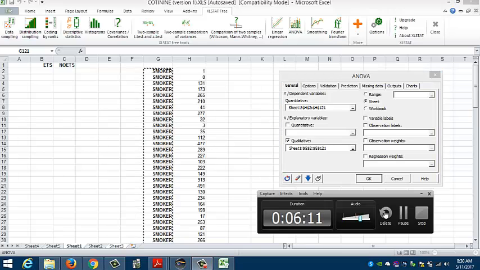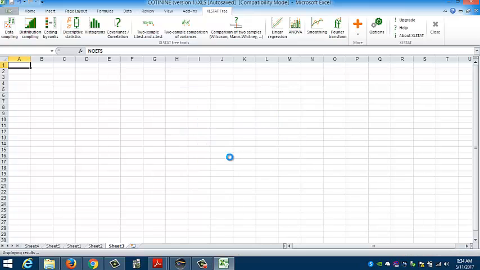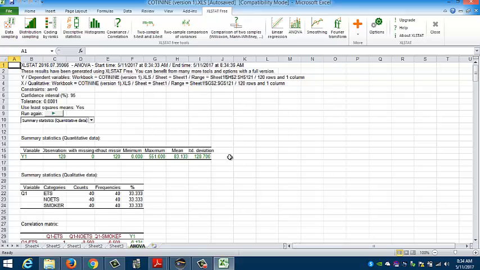Russell, I'll be right there. I press OK, and I get a huge amount of information, but really there's only a little bit that's relevant to us. Do you remember the name of the distribution that's used when you do this particular test, the ANOVA test? The name of the distribution. It's not the normal distribution, and it's not the T distribution. It was called the F distribution.